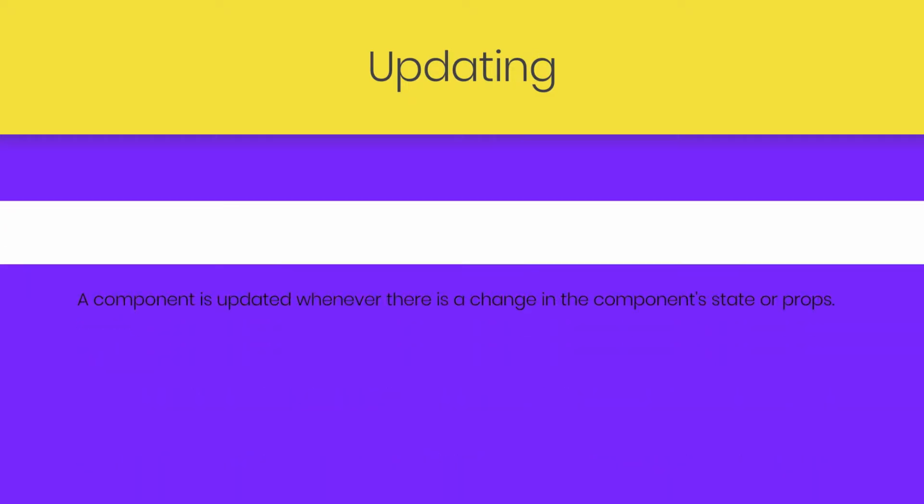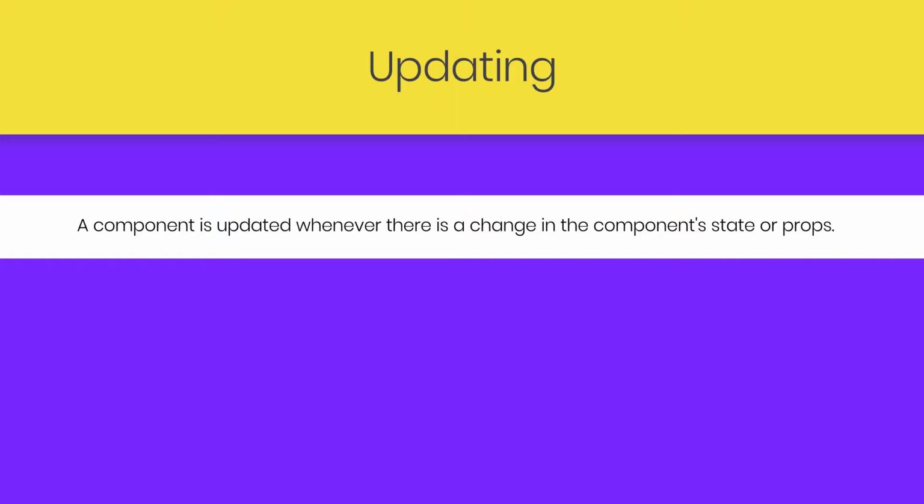In this lecture, we're going to understand the update phase of the React component lifecycle. Whenever you update a component property or state, there are several update phase methods active, or you can say invoked. So let's talk about these methods. A component is updated whenever there is a change in a component's state or property. React has 5 built-in methods that get called when a component is updated.